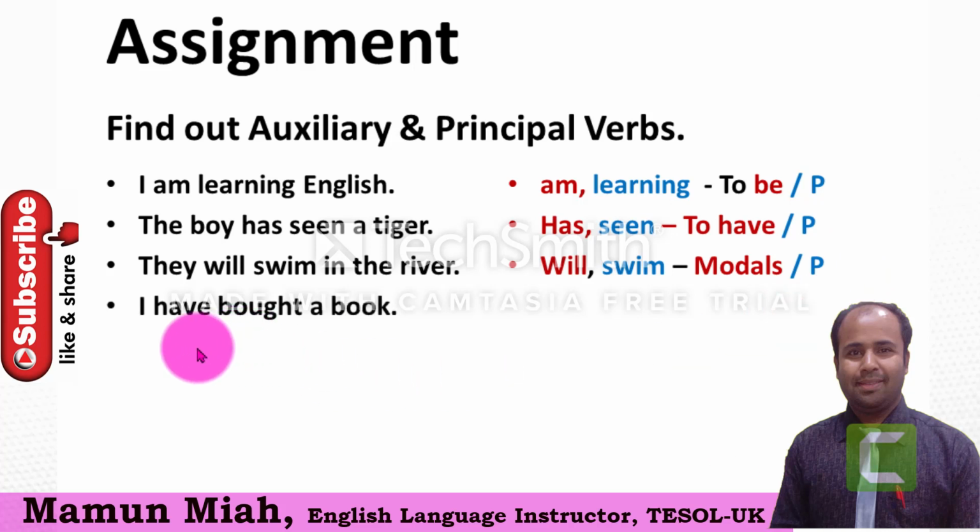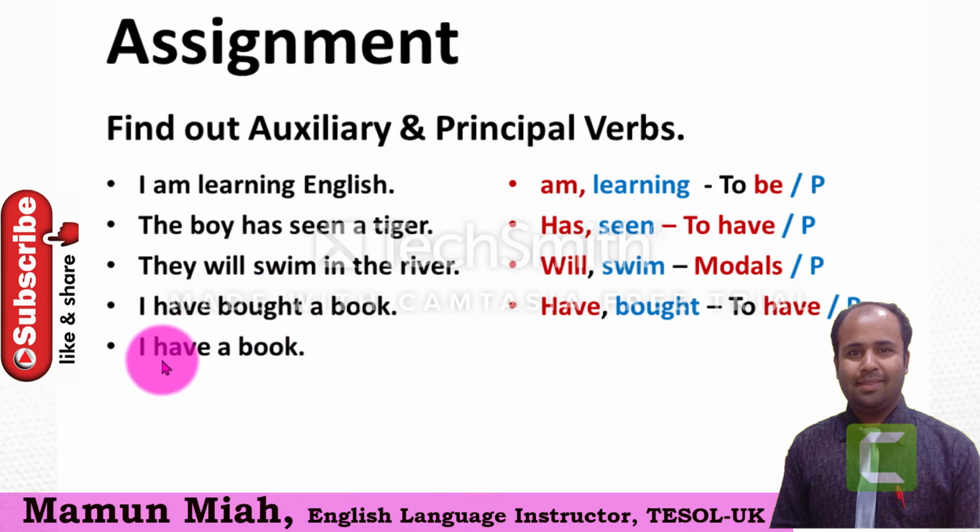In the same way, "I have bought a book." Here are also two verbs, right? Now tell me which one is auxiliary and which one is the principal verb. You will get 3 seconds. Can you identify, my dear student? Okay, I'll help you. "Have" is auxiliary, and "bought" is the principal verb.